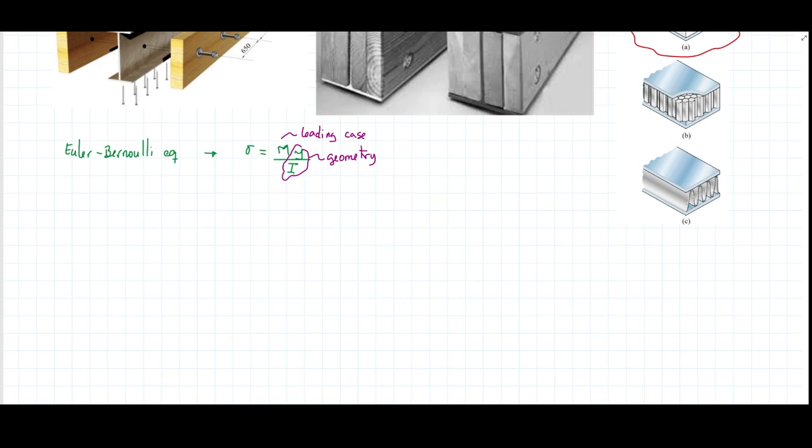Okay, but anyway, you have here the stresses, which is what you want to calculate. And then you could combine, for example, these y and I into something called w, I divided by y, where y is the distance from the neutral axis to the farthest point that you want to calculate, or where the maximum stresses are going to be. So this is called the section modulus.